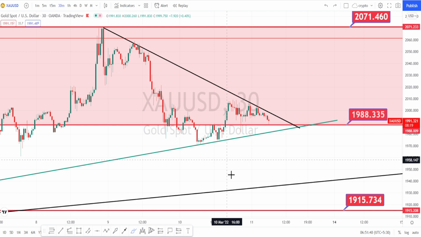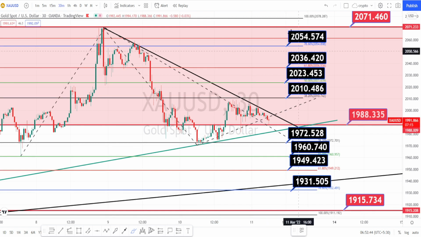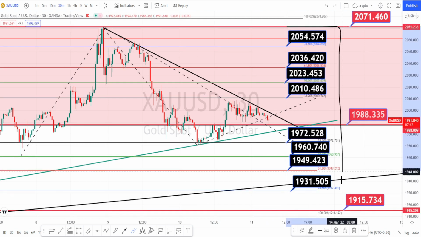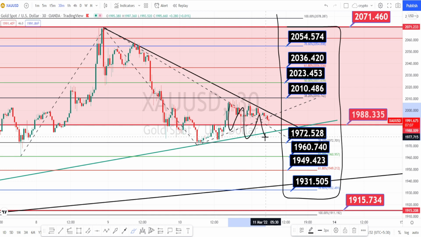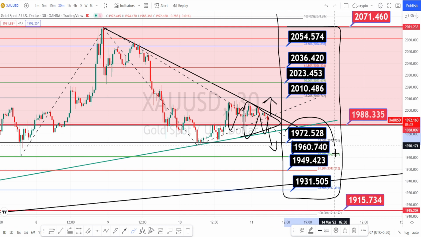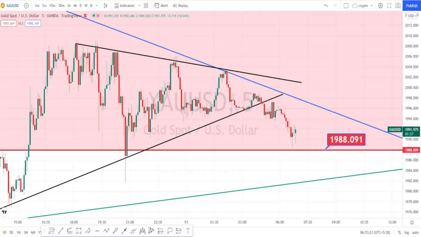Let us mark the support and resistance levels. The values in black color boxes are the support and resistance levels for the 30 minutes time frame. Currently the price action is under consolidation, trading within this triangle pattern. Wait for it to give a breakout from this triangle pattern. Based on the direction it breaks, you can use these levels for reference for entry and exit on your trades. Let us do the analysis in the 5 minutes time frame.